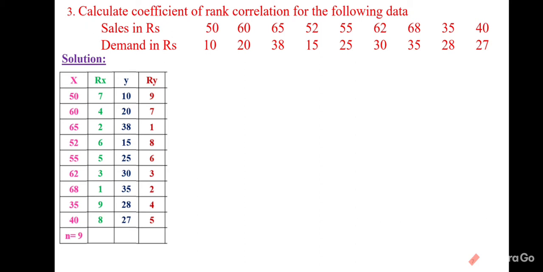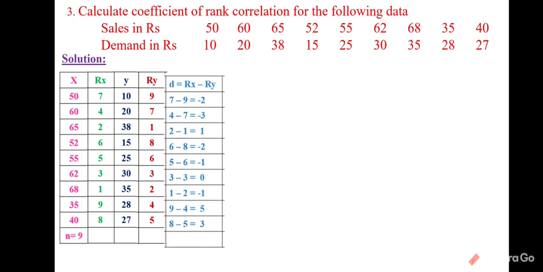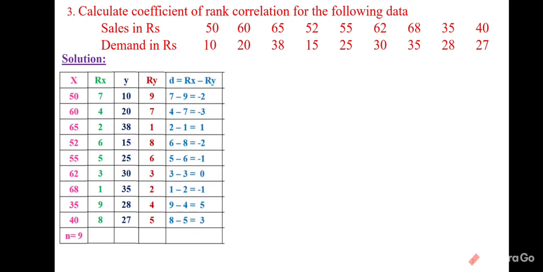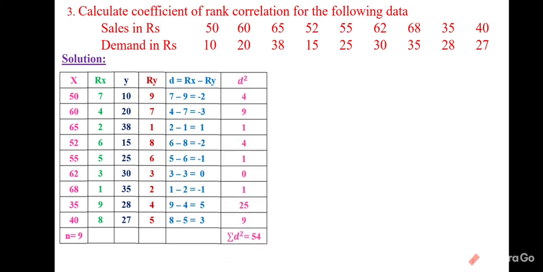After finding this, we need to find the difference. 7 minus 9 is minus 2, 4 minus 7 is minus 3, 2 minus 1 is 1, 6 minus 8 is minus 2, 5 minus 6 is minus 1, 3 minus 3 is 0, 1 minus 2 is minus 1, 9 minus 4 is 5, 8 minus 5 is 3. Then take the square of the d values: minus 2 square 4, 3 square 9, 1 square 1, minus 2 square 4, 1 square 1, 0 square 0, 1 square 1, 5 square 25, 3 square 9.